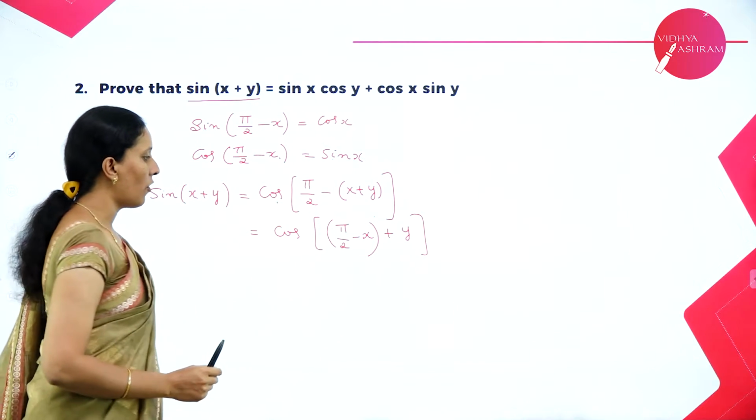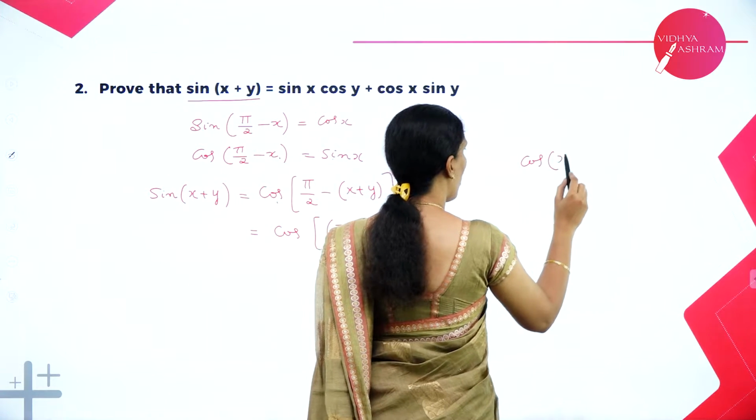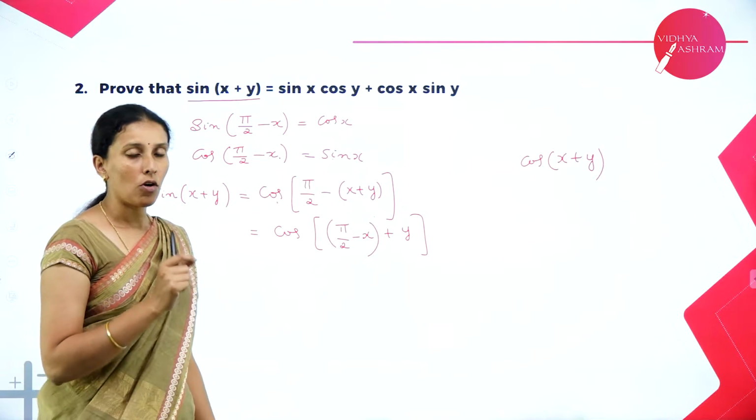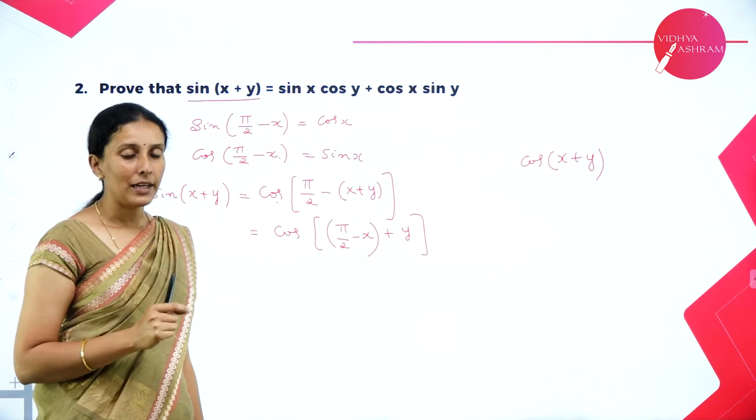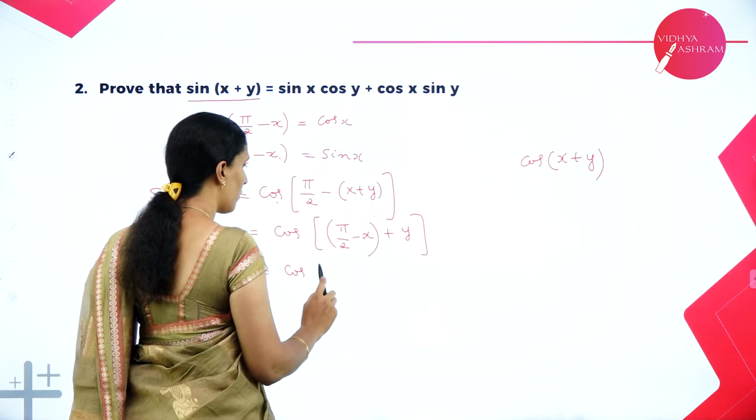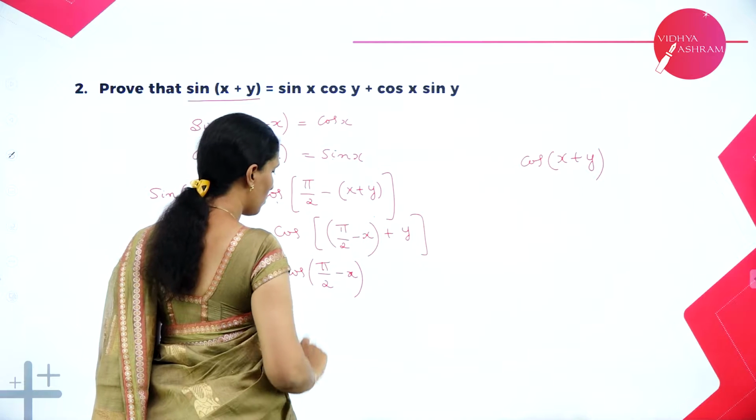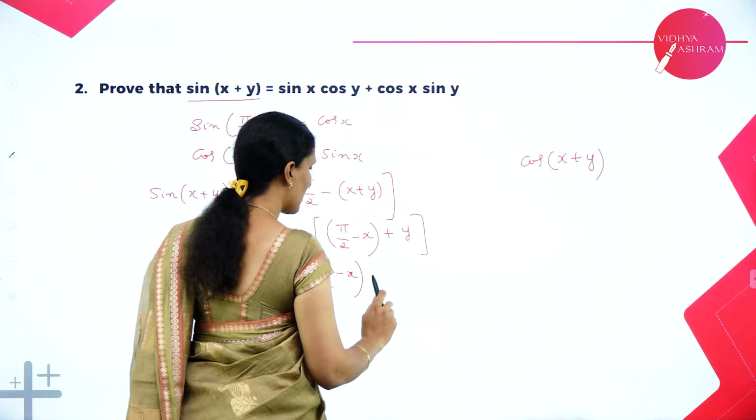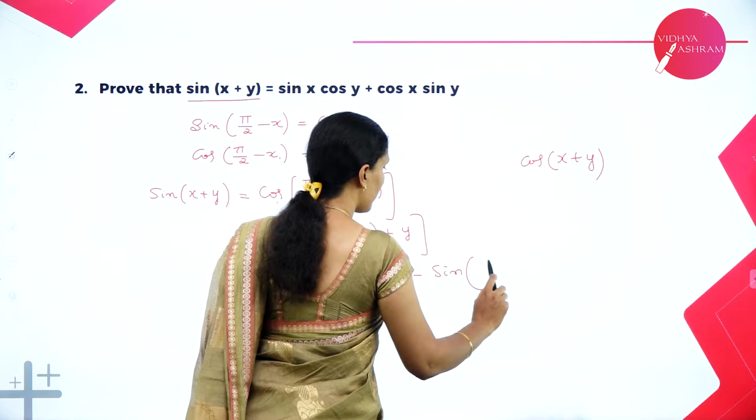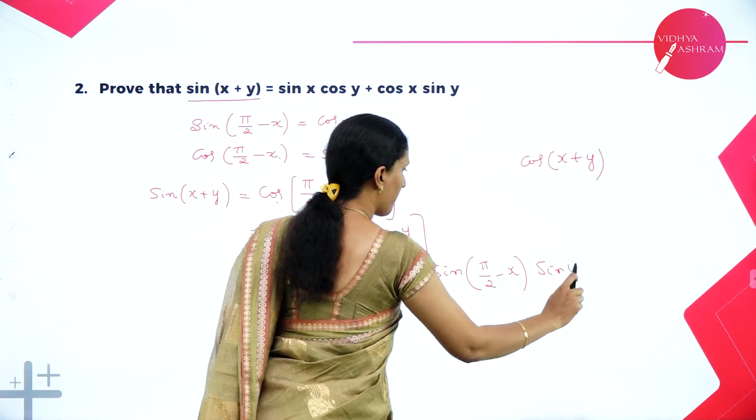Now this is in the form of cos(x minus y). We know the formula of cos(x plus y). So what is the formula of cos(x plus y)? Cos x cos y minus sin x sin y. So here I'll write this in the form of cos x, where in the place of x you have pi by 2 minus x. So cos x cos y minus sin x sin y.